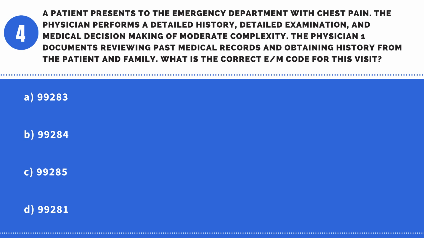Question 4. A patient presents to the emergency department with chest pain. The physician performs a detailed history, detailed examination, and medical decision-making of moderate complexity. The physician documents reviewing past medical records and obtaining history from the patient and family. What is the correct E/M code for this visit?